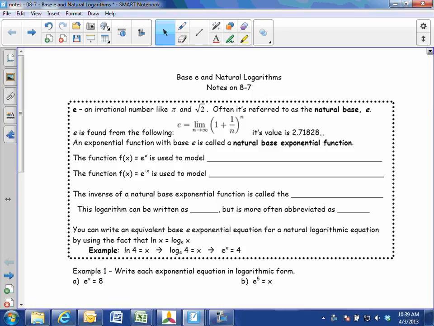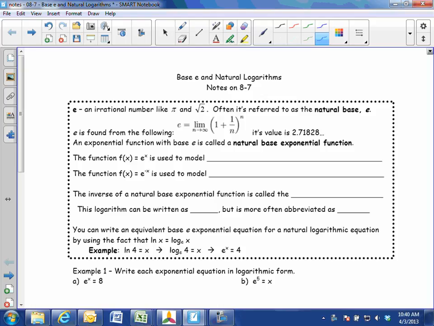And we're talking about e. e has to do with logarithms. We use it a lot. It's kind of like pi. It happens in math a lot. So e is an irrational number, like pi. It just continues forever and ever without repeating.